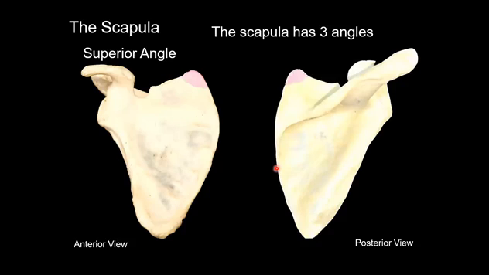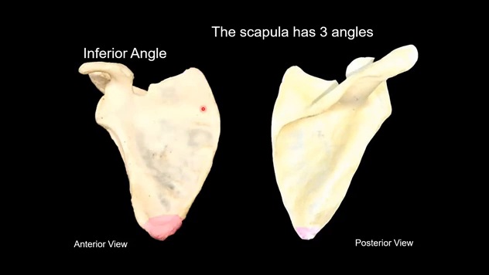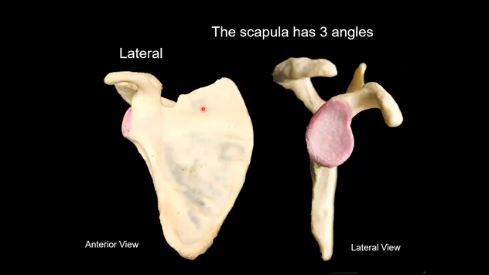Now we also have the angles. We have the superior angle, just like we have the superior border. We also have the inferior angle. You can see that tipping point. I'm showing you on both views, the anterior surface and the posterior surface, so that you can appreciate it. So the inferior angle, the superior angle I've earlier shown, and of course we also have the lateral angle, which is the facet for the attachment of the glenoid surface of the humerus.